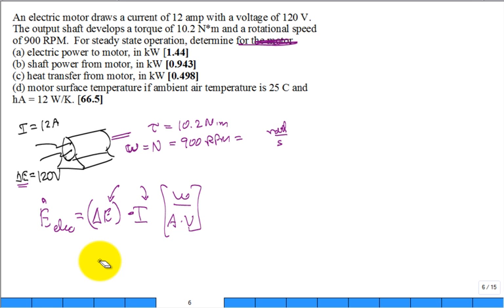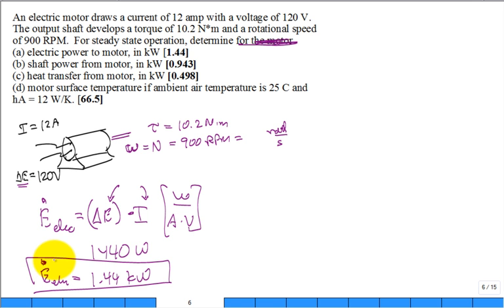All right. So what do we calculate? We have 120 times 12. So you get 1440 watts, or 1.44 kilowatts. What symbol do you want to use for electric power? I don't know. Put E dot with the subscript ELEC, something to be clear. This is my electric power being supplied to the motor.